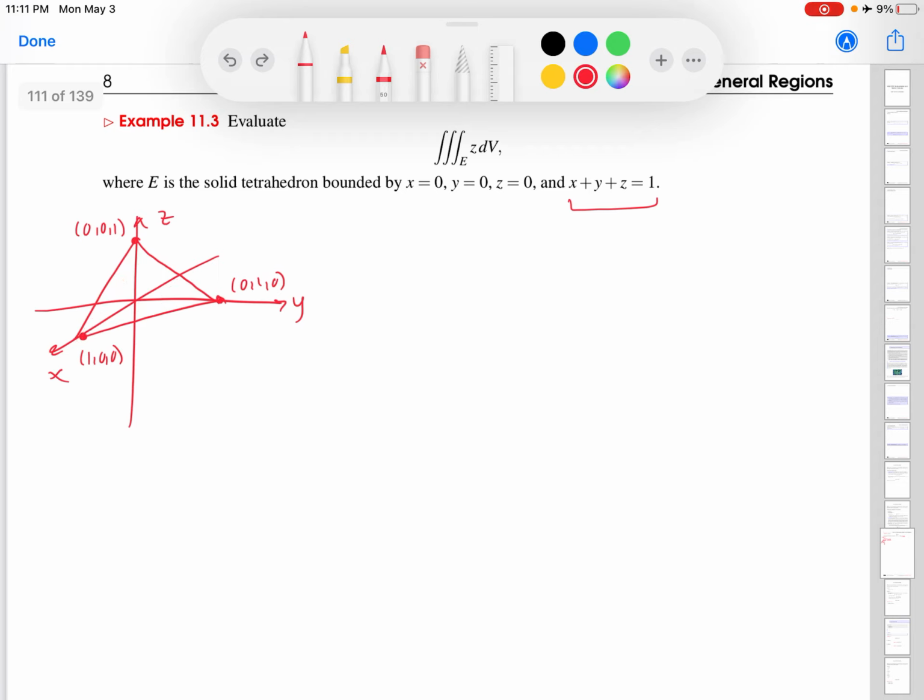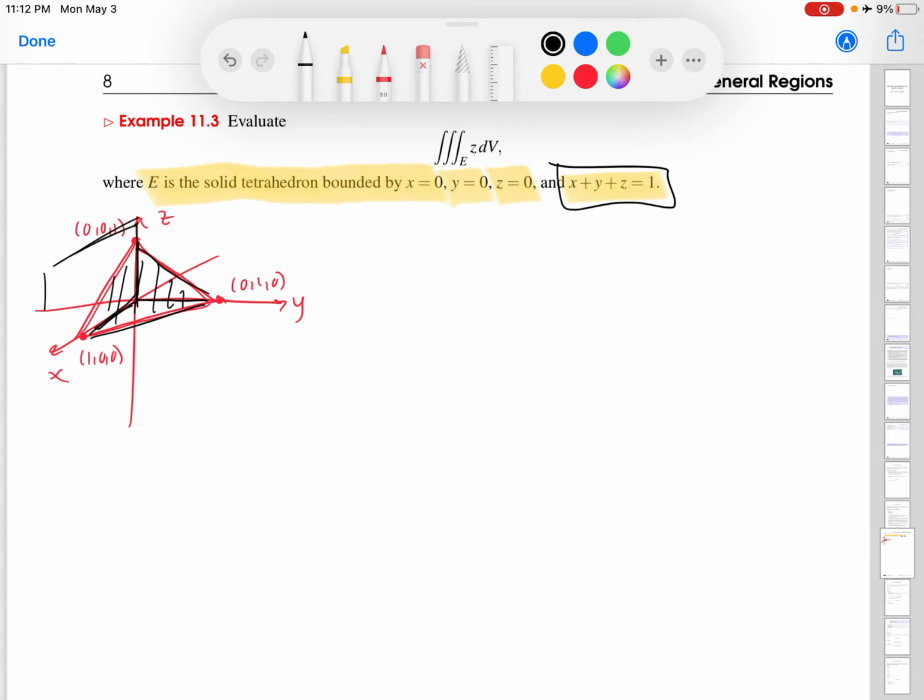And I'm being asked in this example to think of E as the solid bounded by x equals 0, y equals 0, z equals 0. These are all planes, and this other plane. So my tetrahedron includes this face, and then everything back here stops over here. So it's the solid that is made up by everything under this plane and above the xy plane and bounded by the xz plane, bounded by the yz plane, bounded by the xy plane. Okay, so that's E. And I want to find the triple integral of the function z over that.